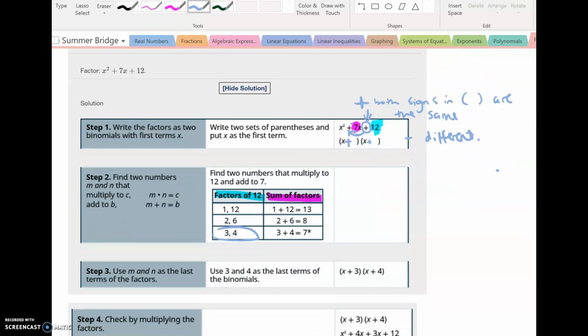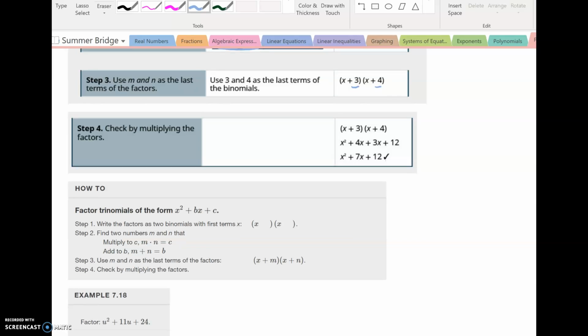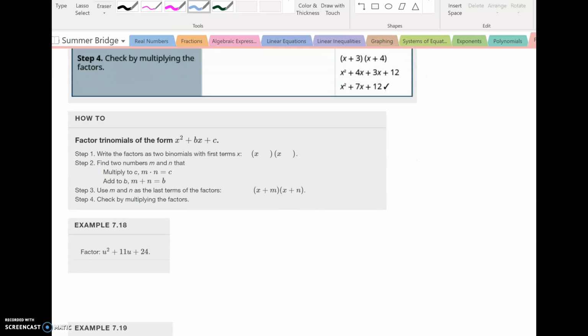Okay? So that's what we plug into that second spot of both of those expressions. If we were to FOIL it out, okay, we would get what we started with, which is x squared plus 7x plus 12. Okay, so here are a few different how-tos, a few steps on how you could actually do this. I'm not going to go through the steps right now, but I will go through them as we go through examples.